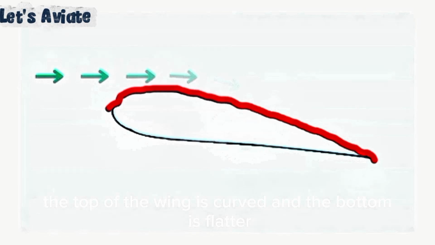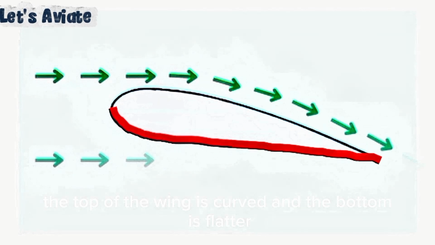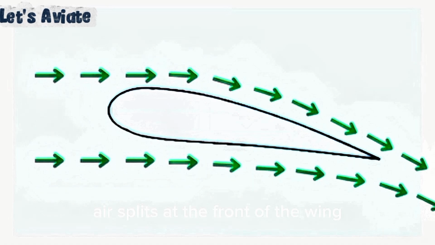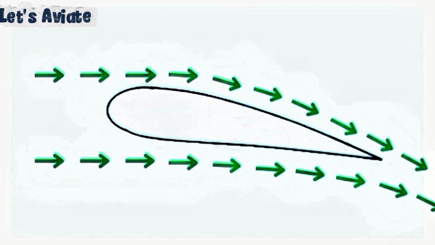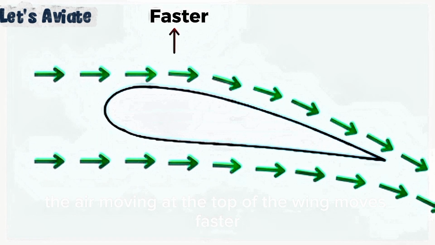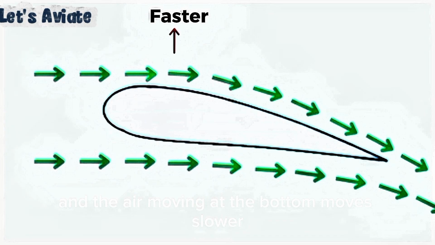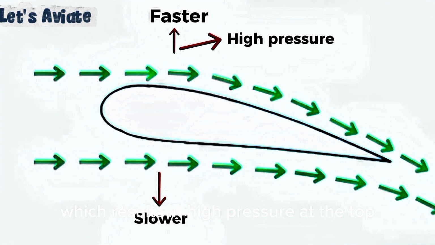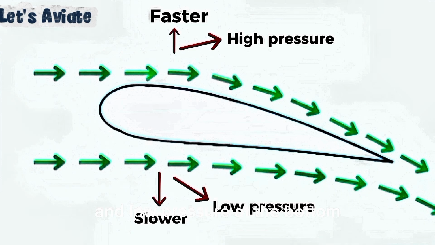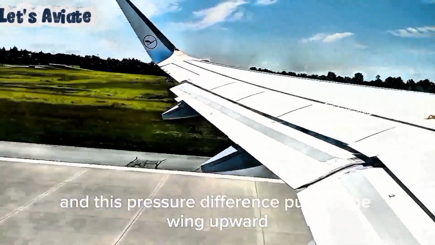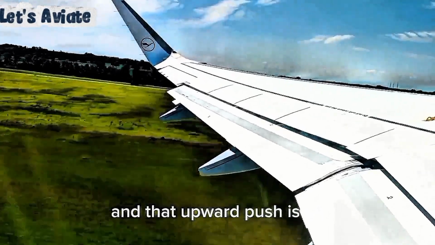The top of the wing is curved and the bottom is flatter. When the airplane moves forward, air splits at the front of the wing. The air moving at the top of the wing moves faster, and the air moving at the bottom moves slower, which results in high pressure at the top and low pressure at the bottom. And this pressure difference pushes the wing upward, and that upward push is lift.